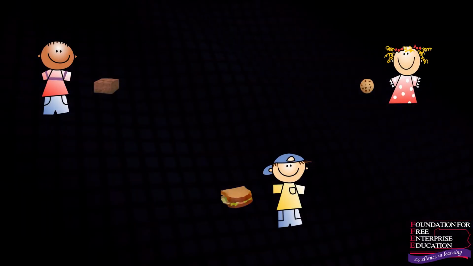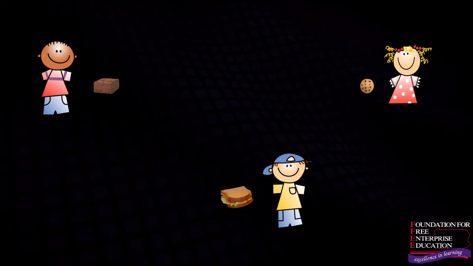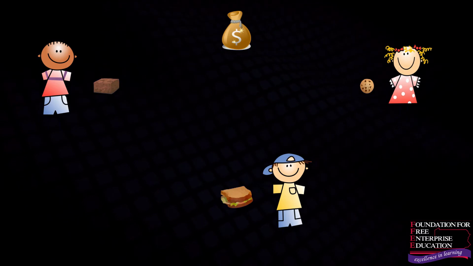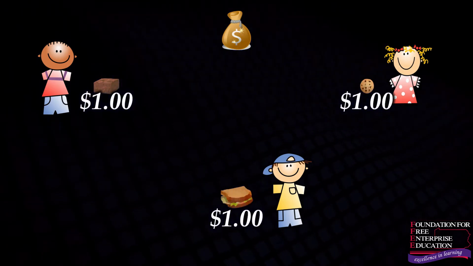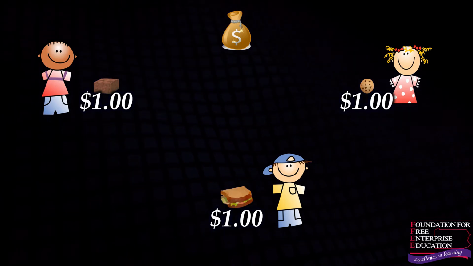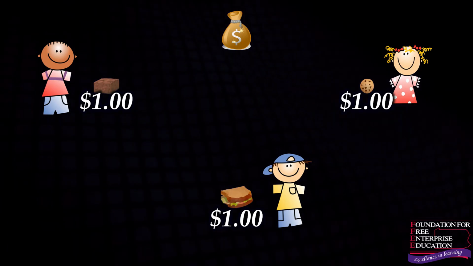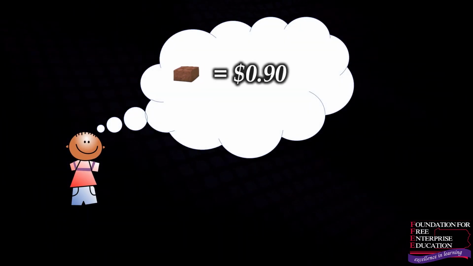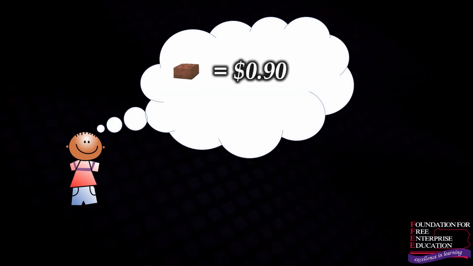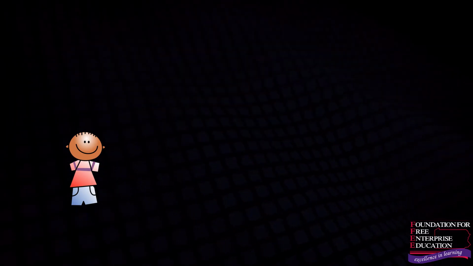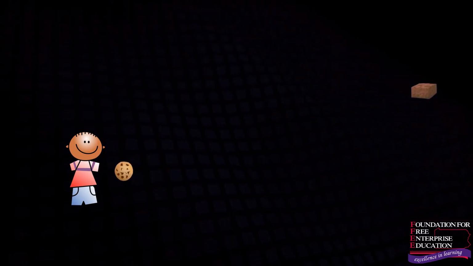Let's consider the example that we used in the previous video, only this time we're going to add money into the equation. For the ease of discussion, let's also assume that everyone has $1. Let's also assume that you have that brownie and you would like a cookie, just like before. You personally value a brownie at 90 cents. And you also value a cookie at $1. To you, a cookie is worth more than the brownie. You could swap with someone and be perfectly happy. That's great.